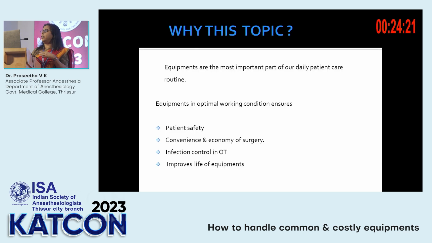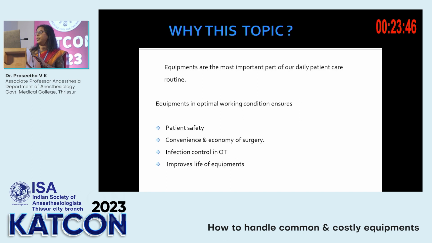Why this topic was chosen is that equipment is the most important part of the daily patient care routine in our OTs. Why is equipment important? Because it is always related to patient safety. To keep the patient safe, you need a pulse oximeter, an ECG monitor, and end-tidal carbon dioxide. So basic monitors are always recommended by the ASA to keep the patient safe. And for convenience and economy, to know when the patient is coming out, you can use a gas analyzer or a BIS.